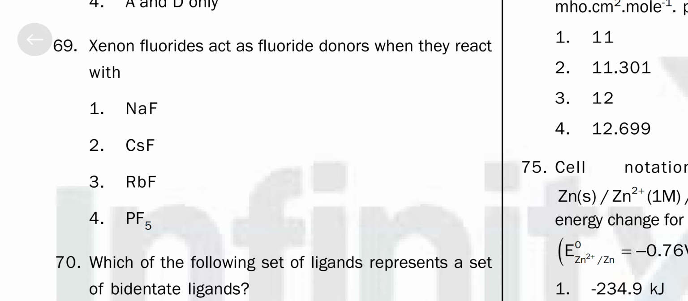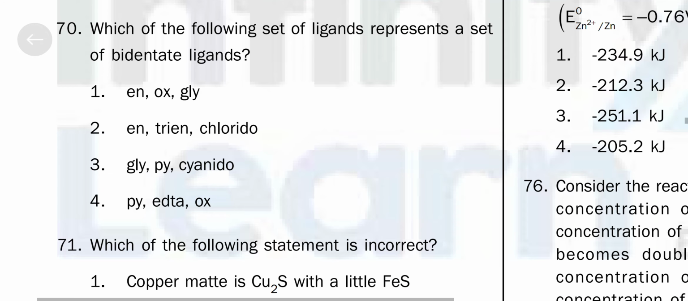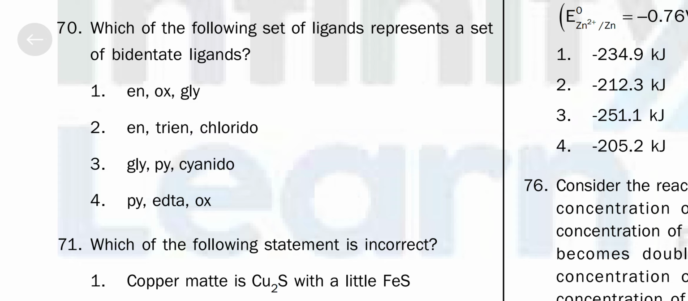Xenon fluorides act as fluoride donors. Fluoride donors means fluoride should be accepted by generally nonmetals. Which of the following sets of ligands represents a set of bidentate ligands? Ethylenediamine, bidentate ligand. Oxalato, bidentate ligand. Glycine, bidentate ligand. So first option.